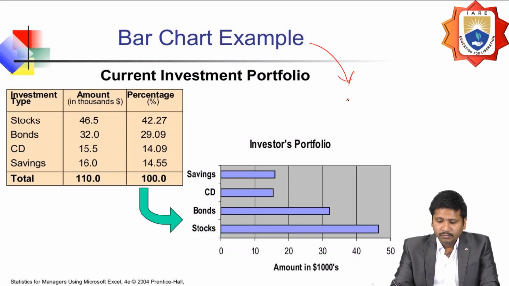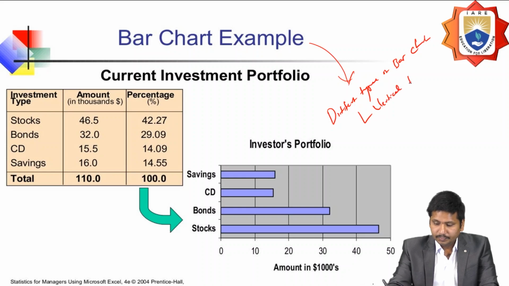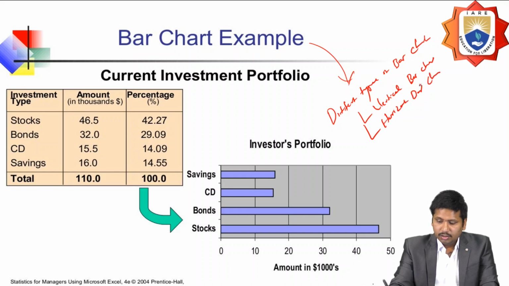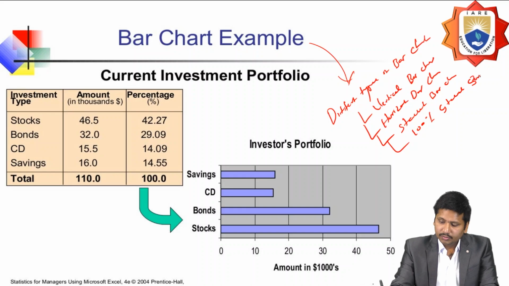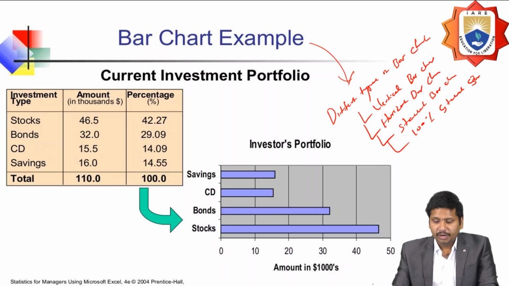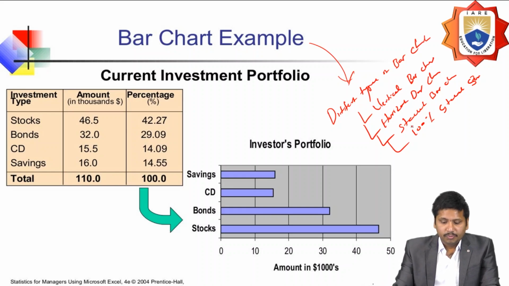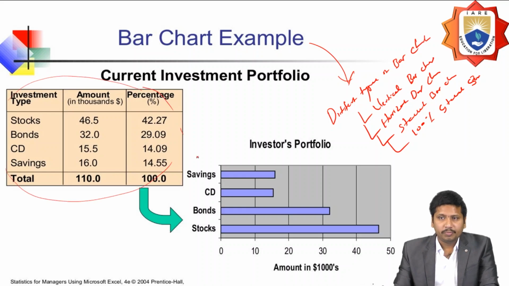Normally different types of bar charts are available. That may be the vertical bar chart, and the second one may be the horizontal bar chart. The next one is the stacked bar chart, and the 100% stacked bar chart. These are some of the different types of bar charts I covered in previous videos as well. For this kind of application, how can I represent the bar chart here?